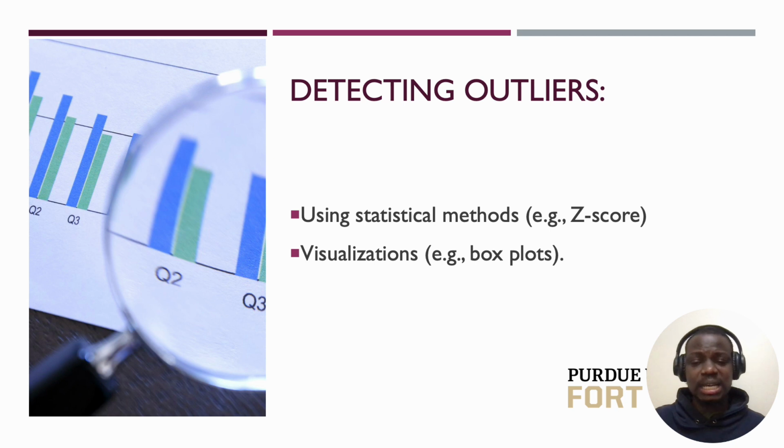There are two methods that I know we can use to detect. We have using a statistical method called Z-score. And what's Z-score all about? Z-score is just like a detective tool for data. We use it to spot outliers. We use it to compare data and for quality check.